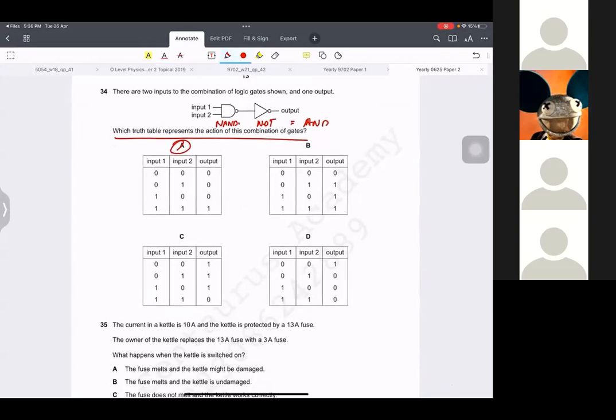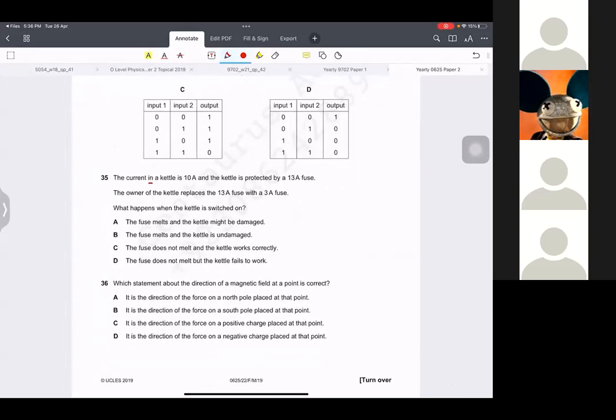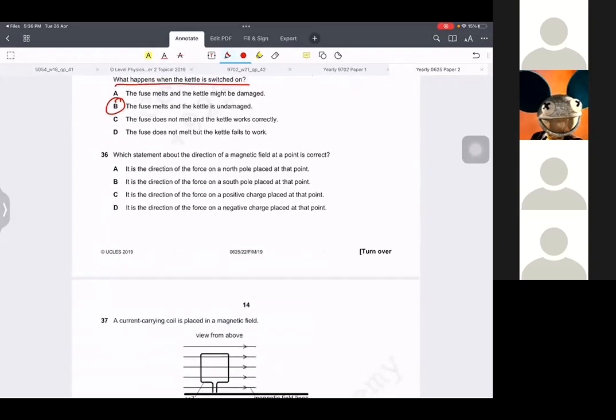So simple. Now the current in a kettle is 10, and the kettle is protected by a 13 fuse. The owner of the kettle replaces the 13 with a 3. What happens to the kettle when switched on? The fuse melts and the kettle is undamaged. That has to be the right answer, because the kettle needs more current than the fuse allows. Which statement about the direction of a magnetic field is correct?